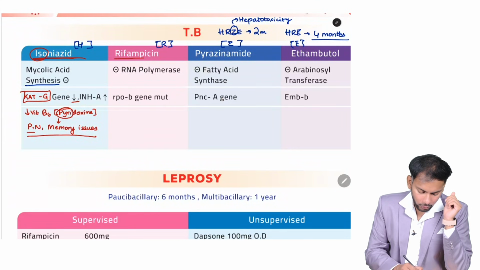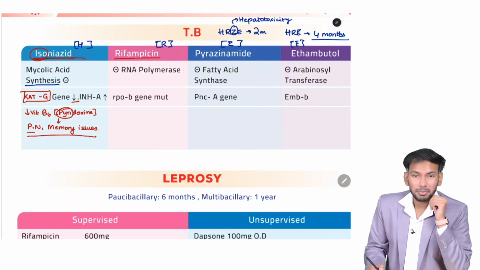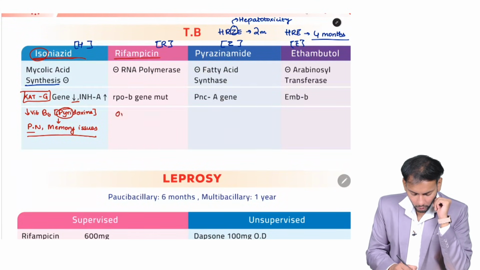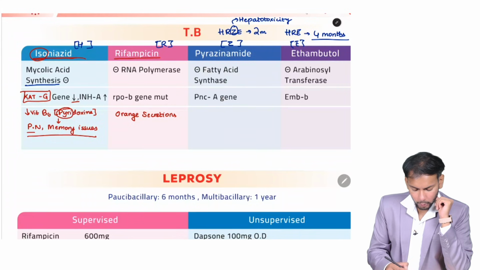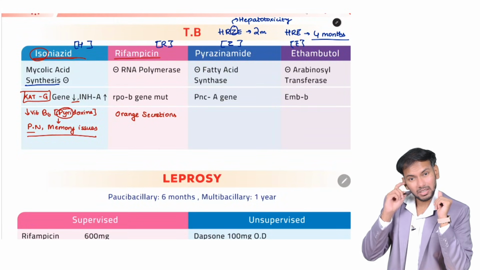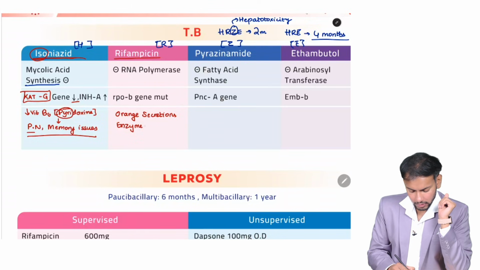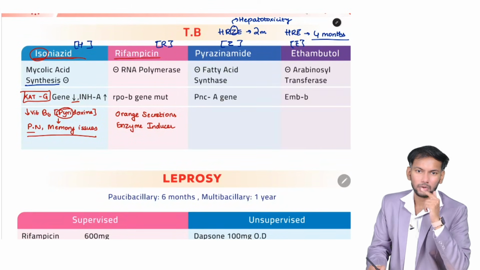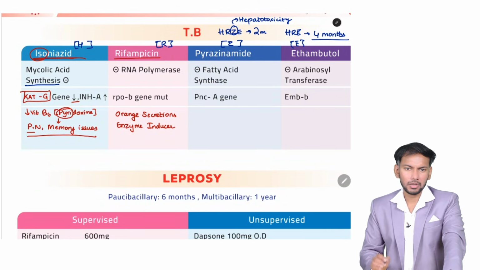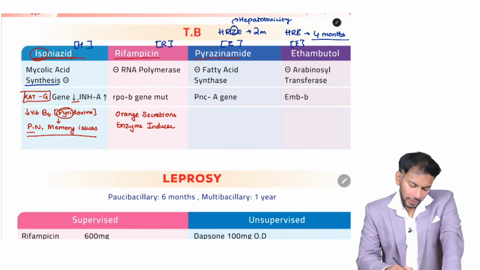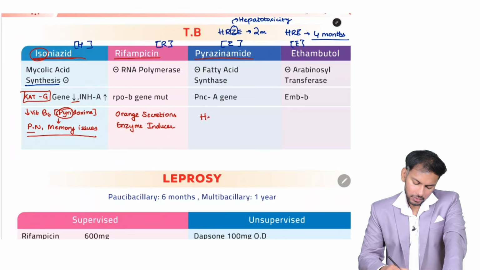Now, coming to rifampicin. Rifampicin, remember the secretions. It will cause orange secretions. Yes, there will be orange tears, orange urine. Yes, all of these are seen with rifampicin. It is also an enzyme inducer. If it is an enzyme inducer, what will it do? It will cause a drug failure. That is what we have studied in G Pharma. Yes. Now, coming to pyrazinamide, I've already told you it is hepatotoxic.